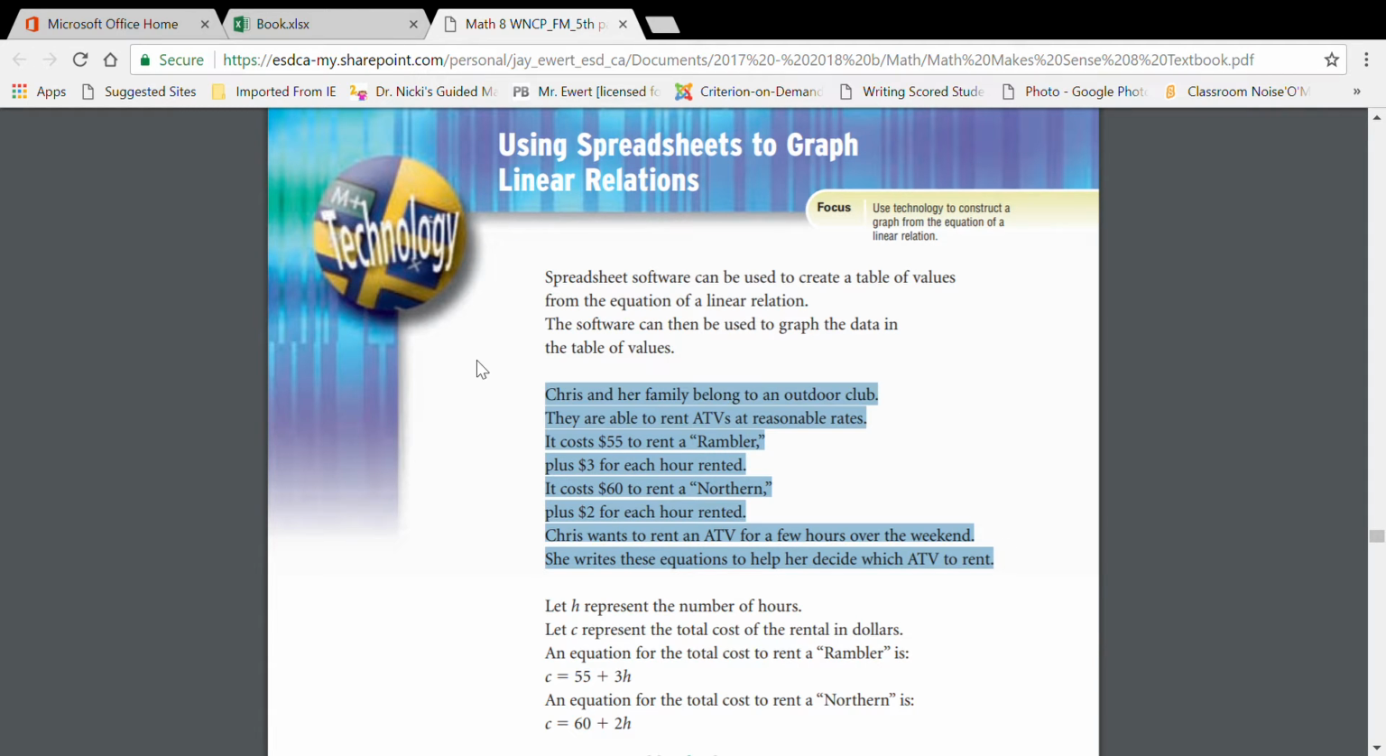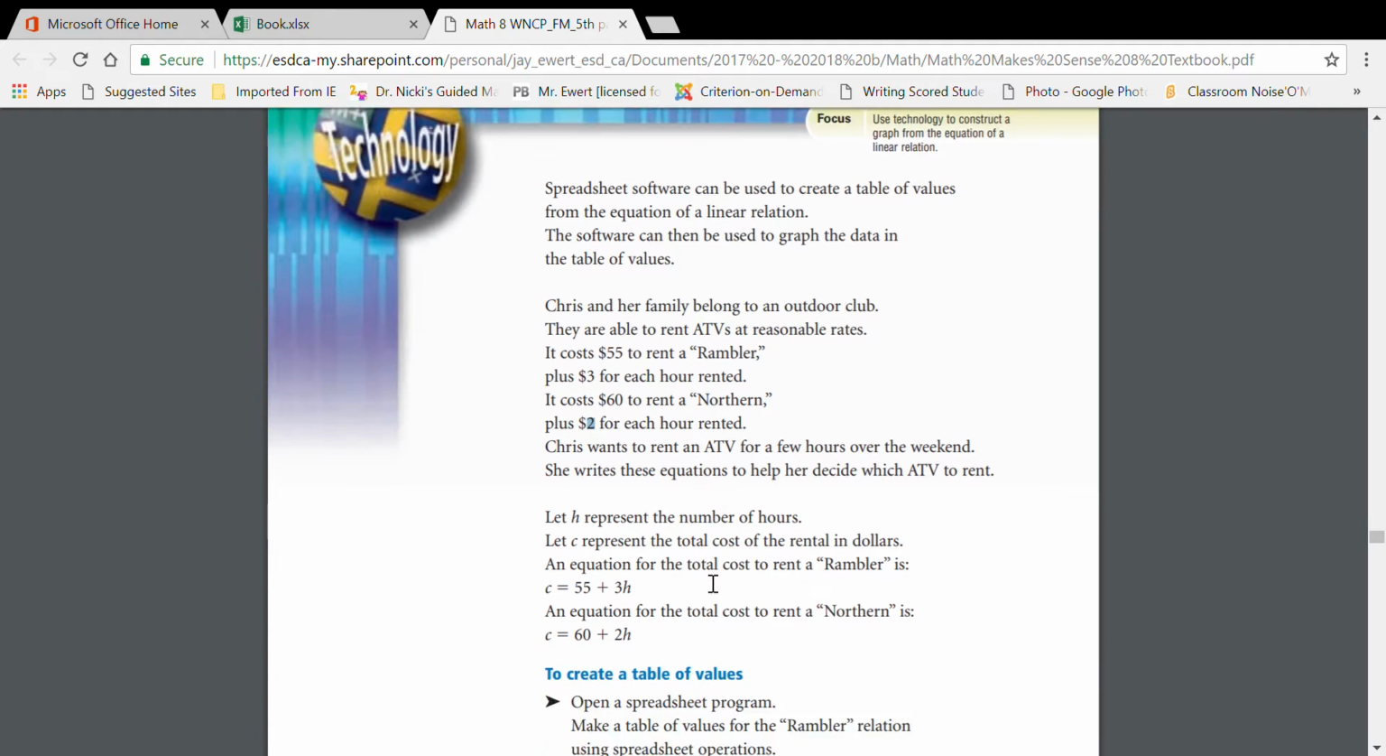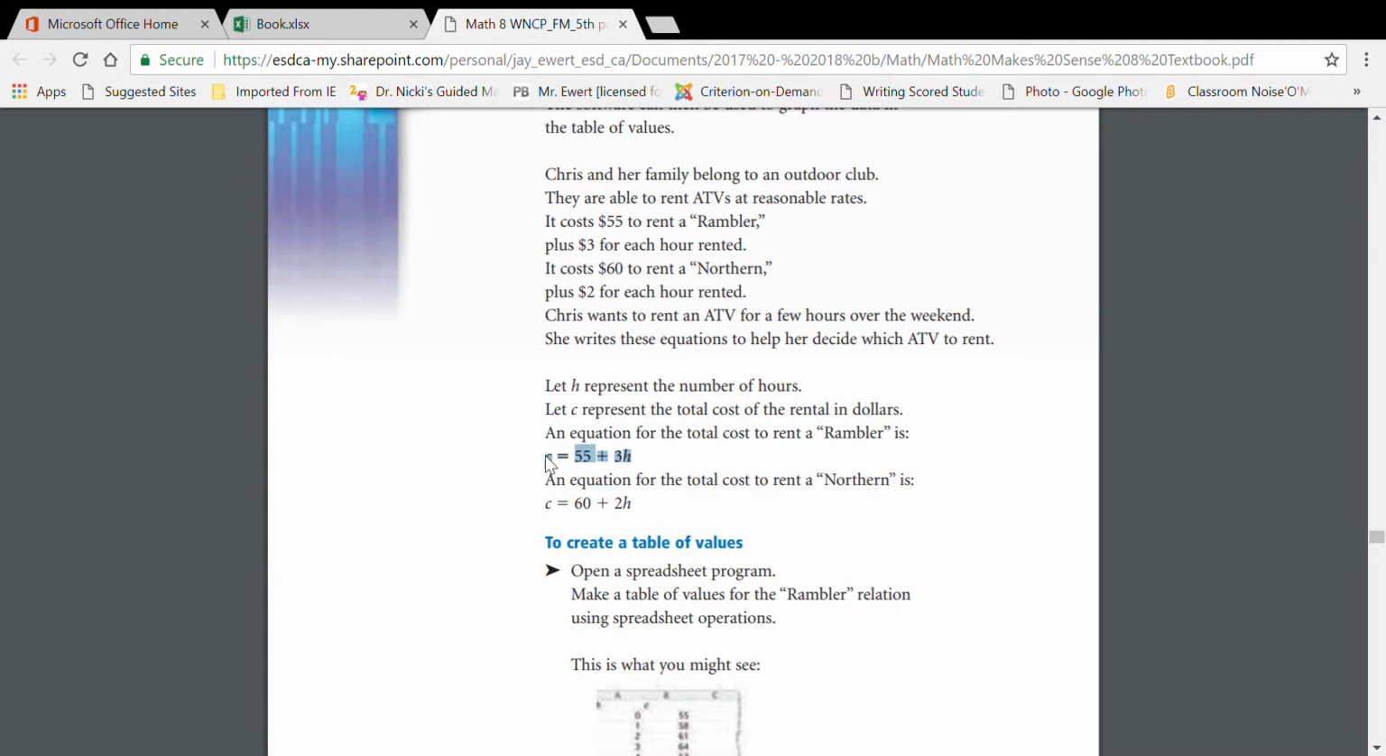So we got Chris and her family. They are trying to figure out which ATV to rent, the Rambler or the Northern. The Rambler costs $55 plus $3 for every hour. The Northern costs $60 and $2 for every hour. So the Rambler costs $55 plus $3 for every hour, and the Northern costs $60 plus $2 for every hour.